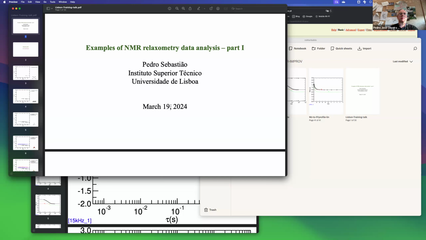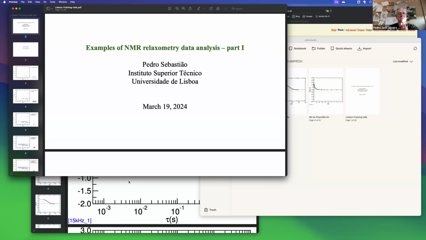Professor Danuta told you she will continue to explain later how to approach the analysis of this type of data. So what do we mean by a dispersion profile? We mean a representation of the spin lattice relaxation data that you heard about yesterday as a function of frequency. That's where the term dispersion comes from. It's a representation of data as a function of frequency.